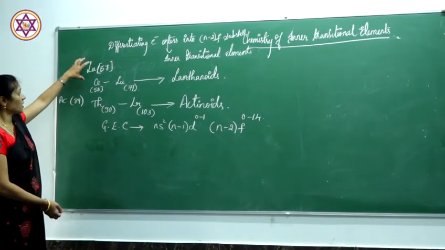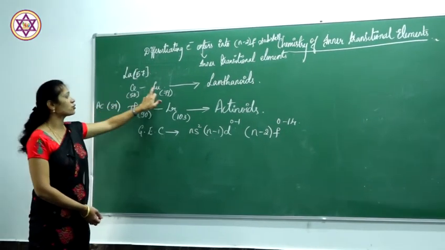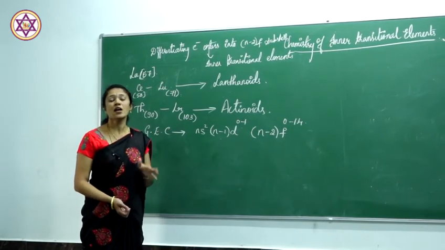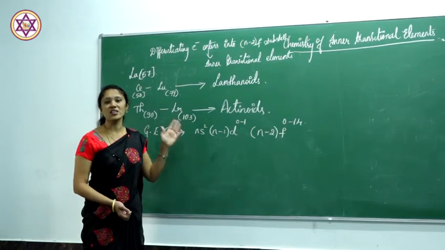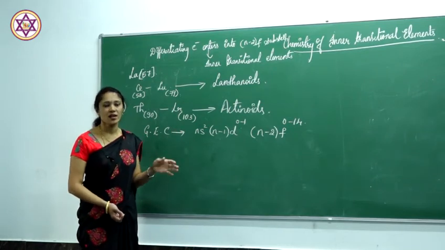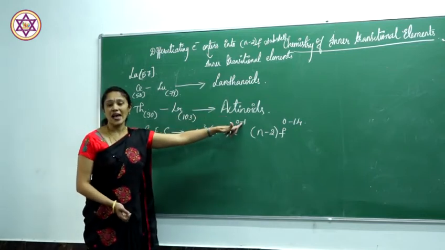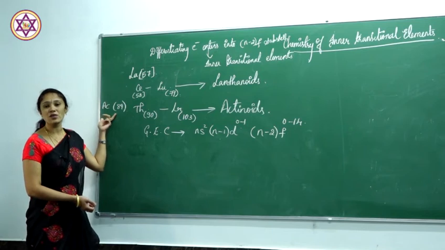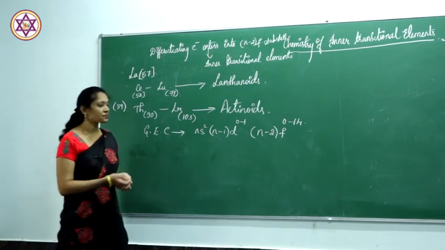The elements from cerium to lutetium, which come after lanthanum, are called lanthanoids. Why? Because they show properties similar to lanthanum. And elements from thorium to lawrencium are called actinoids. Why? Because they show properties similar to actinium.